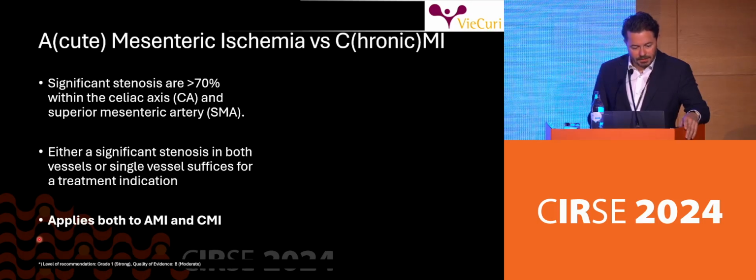So what are the criteria then? A significant stenosis is 70% stenosis of either the celiac artery or the superior mesenteric artery. Both or a single vessel disease are enough for the indication to consider treatment in clinically symptomatic patients. And it applies both in acute and chronic cases of mesenteric ischemia.